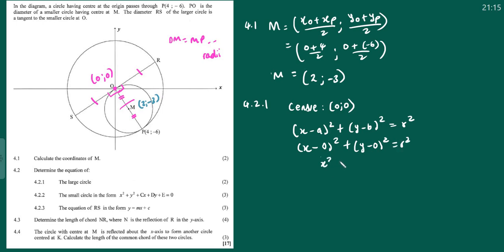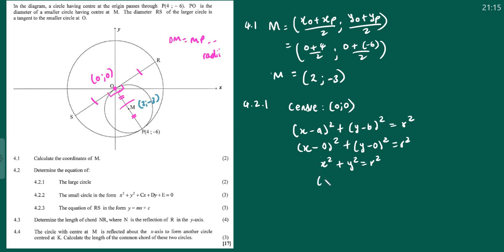So we get x squared plus y squared being equal to r squared. But what is r? r is the radius. So we need to find the length of OP. But I don't stress myself finding the length of OP by calculating it. I just substitute the point P, because the point P is lying on the circumference of the circle, isn't it? The circle is passing through that point.